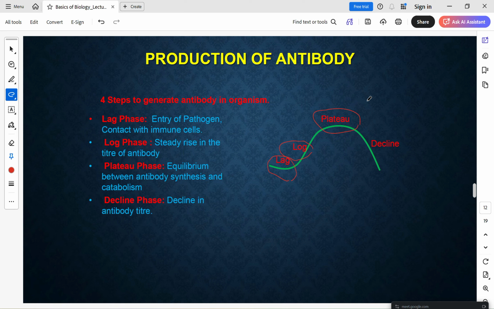Once the infection has been completely cleared out, there is a decline phase wherein the antibody amount goes down, or the titer goes down, because the body no longer needs the antibody in place. Everything that the body synthesizes has a cost associated with it. So if the body does not need a particular antibody, it does not need to synthesize it.